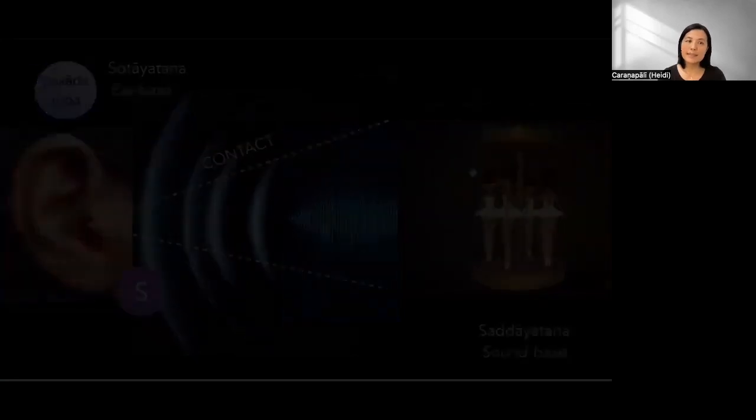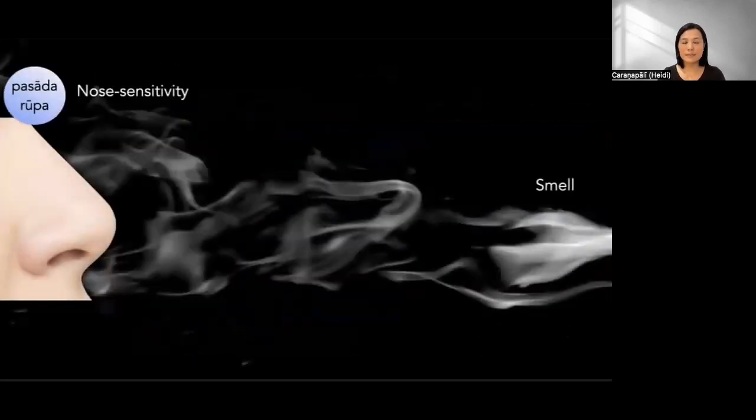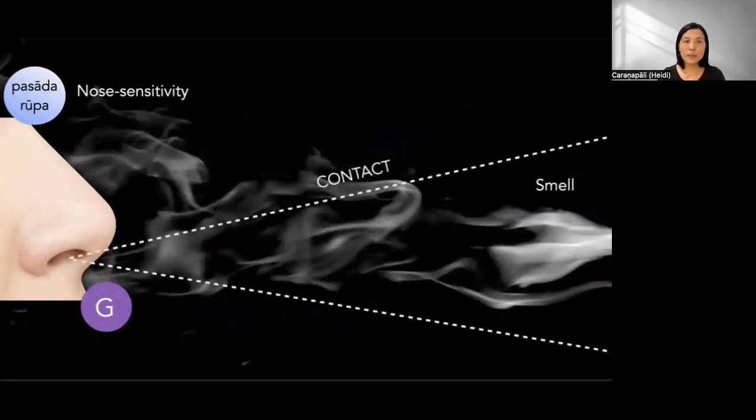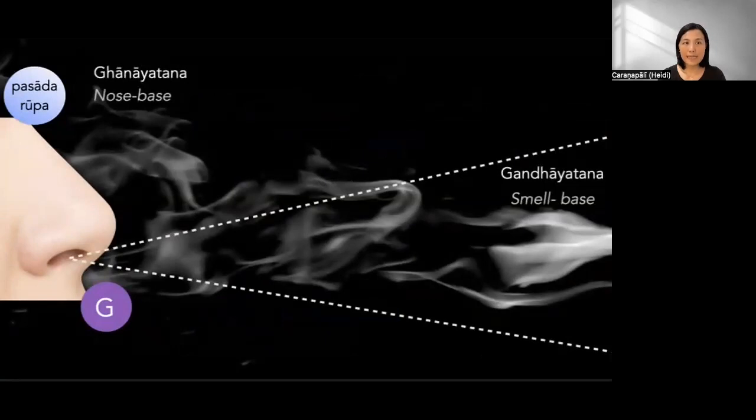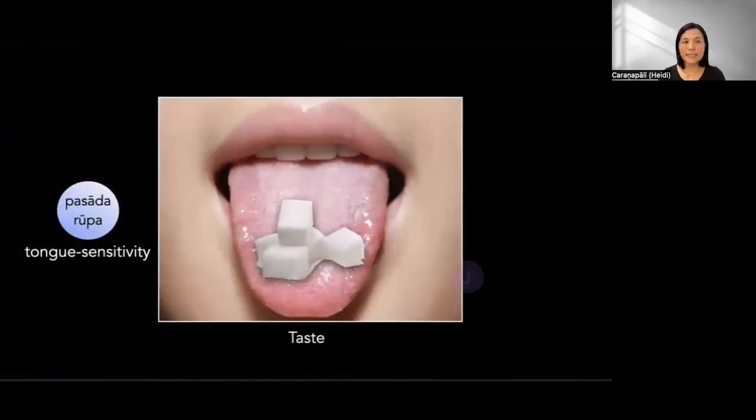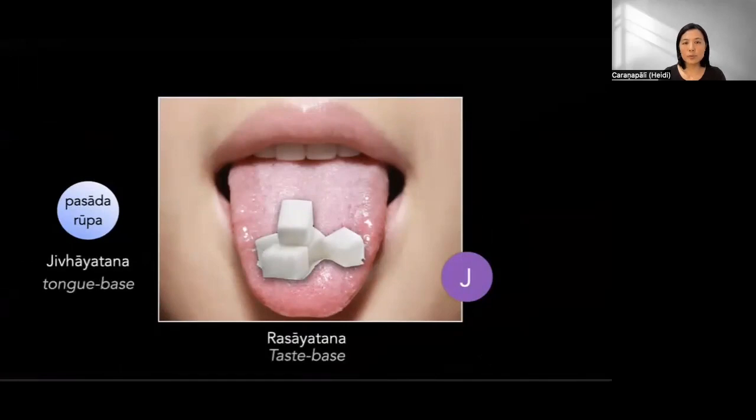Now, in the same way, for nose consciousness to arise, we need the pasada rupa, nose sensitivity, and the object now is the corresponding object, which is smell. So here we have Ghānāyatana, nose base, and Gandhāyatana, smell base. So that is the third set. And in the same way, for tongue consciousness to arise, we need tongue sensitivity, pasada rupa, and then we need the taste itself, so rasa. So here it is called Rasāyatana, taste base, tongue base and taste base. So now we have 4 sets already.